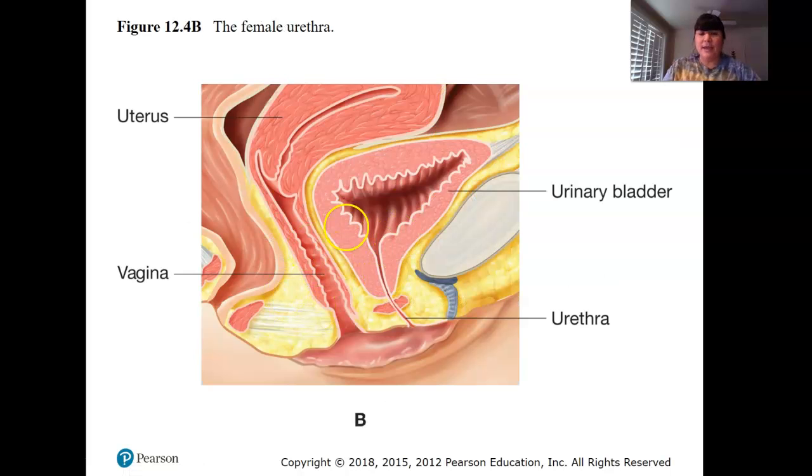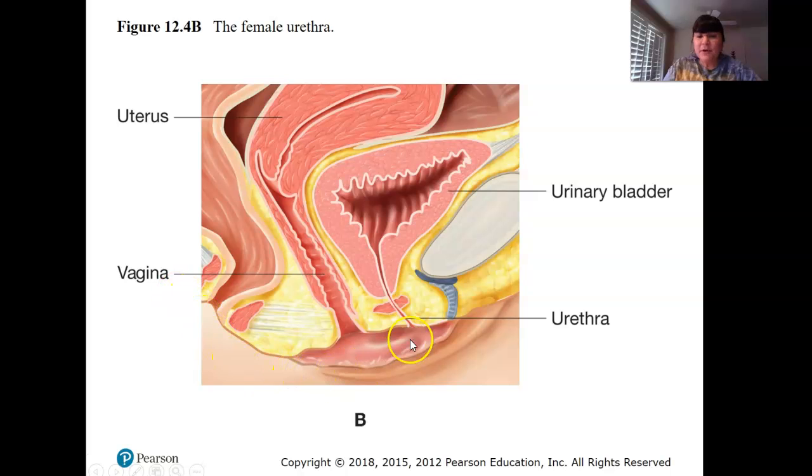Here's female, right? So here is the vagina, here's the rectum, and here anterior is the urethra. So look how short that is, urethra and then the bladder. So again, wiping, I know that sounds funny. You should always, after going to the restroom, wipe front to back. You don't want to wipe back to front.